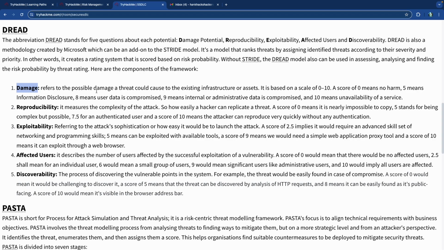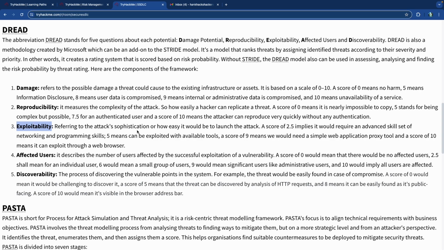So damage refers to the possible damage that the threat could do. So it's a scale of 0 to 10. 0 means that there's no damage, 5 means information disclosure, 8 means user data is compromised, 9 is internal or administrative data compromised, and 10 means unavailability of a service. Then reproducibility means the complexity of the attack and how easily an attacker can replicate and reproduce that threat. 0 means that it's impossible to copy, 5 means it's complex but possible, 7.5 is an authenticated user can do it, and 10 means the attacker can reproduce very quickly without any kind of authentication.